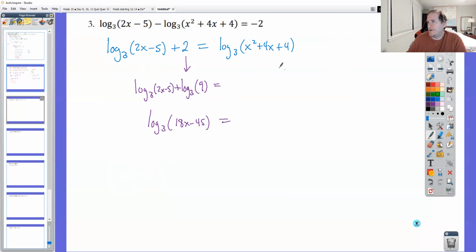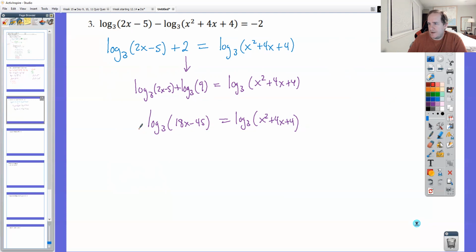And of course, over here on the other side, there's nothing happening. This guy's just going to come along for the ride. Log base 3 of x squared plus 4x plus 4. This expression is just patiently waiting for the other one to become a simple log base 3 of an expression. Because finally we've arrived at the point where we have log base 3 of stuff equals log base 3 of stuff. And now we can get rid of the logs.